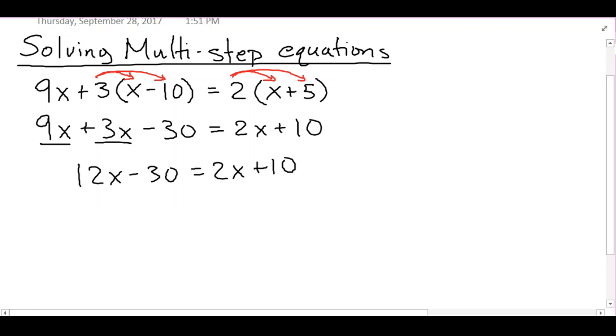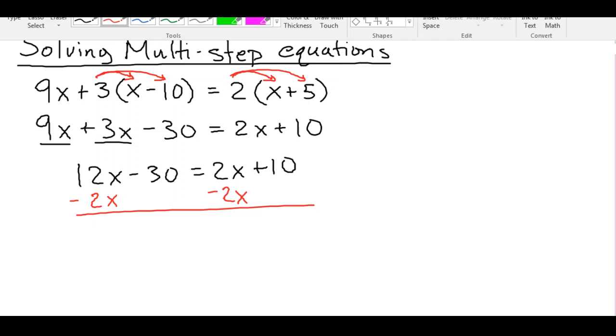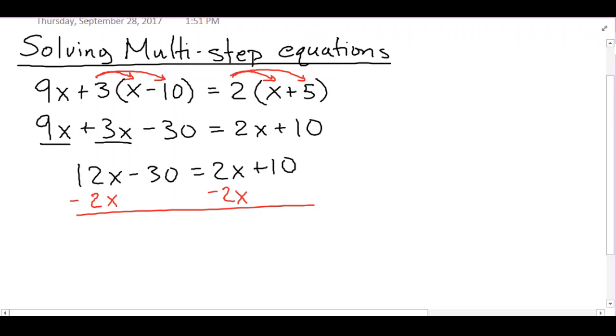I'm going to go ahead and pick the left side here. I'm going to subtract the 2x from the right side. And whenever you subtract something from an equation, you have to make sure you do it to both sides. Right? That is the subtraction property of equality. Whatever you do to one side, you have to do to the other side. 12x minus 2x gives me a 10x on the left side minus 30. And on the right side, the two x's cancel each other out, and I'm left with just a 10.